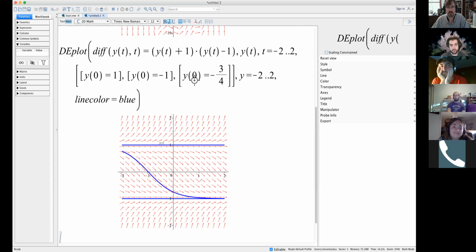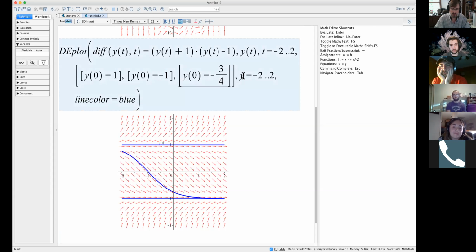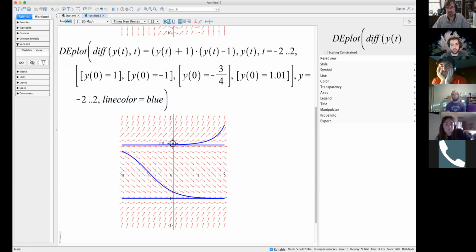So if I did another initial condition, like y of 0 equals something just slightly above this, like 1.01, just the tiniest little bit above this equilibrium solution up here. Maple says, oh yeah, it's going to be really close to it here, but over time, it wants to run away from it. So this solution up here is what we would call unstable. Everything around it wants to get the hell away from it.